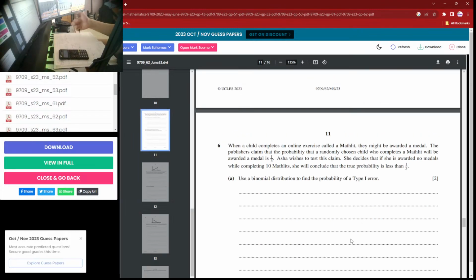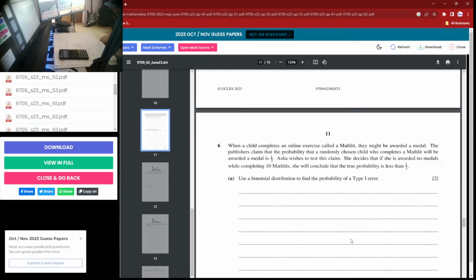6. When a child completes an online exercise called a Mathlit, they might be awarded a medal. The publishers claim that the probability that a randomly chosen child who completes a Mathlit will be awarded a medal is 1/3. Asha wishes to test this claim. She decides that if she is awarded no medals while completing 10 Mathlits, she will conclude that the true probability is less than 1/3. Use the binomial distribution to find the probability of a type 1 error.